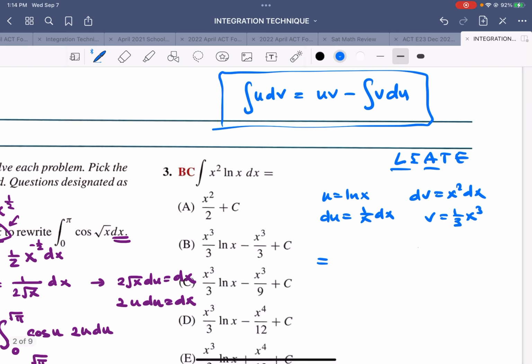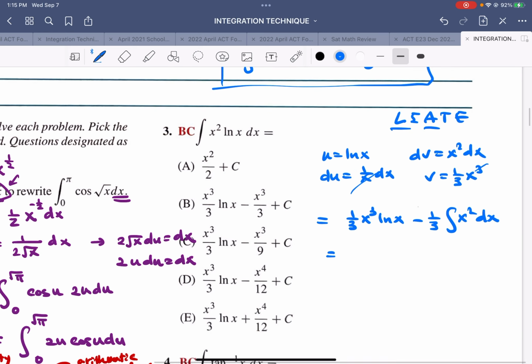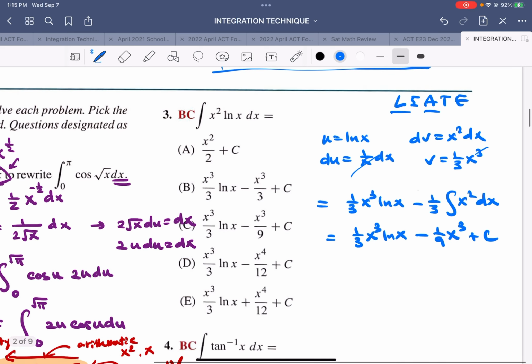So uv is 1/3 x cubed ln x minus integral v du. So 1/3 integral, one of the x cancels out, so x squared dx. So 1/3 x cubed ln x minus 1/3 times 1/3 is 1/9 x cubed plus c. So the answer is C.